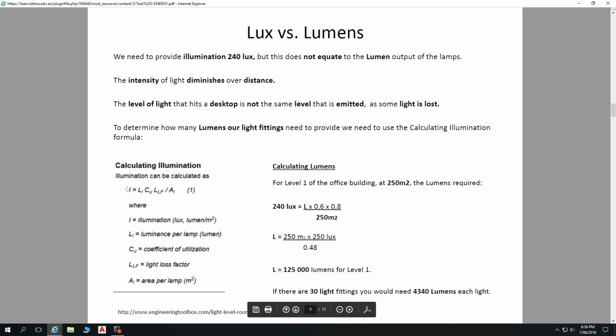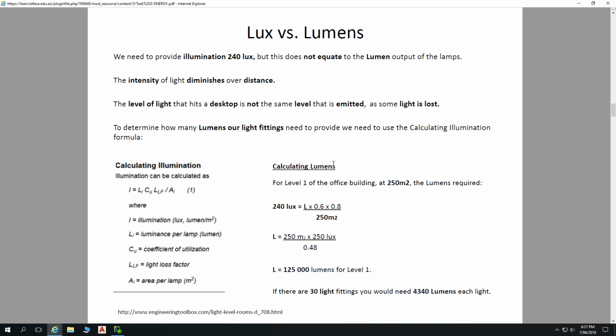So illumination in lux is the luminance per lamp multiplied by the coefficient of utilisation, multiplied by the light loss factor, and divided by the area per lamp per square metre. So it does get a little bit complex, but it is certainly simplified for you in this context, in that we have the worked example here for a very standard office, which is probably not too dissimilar from your task 3.